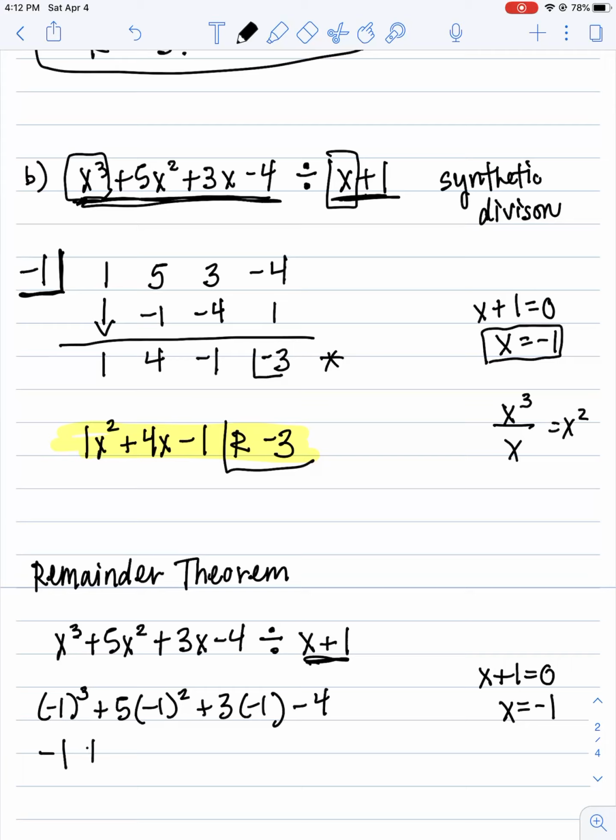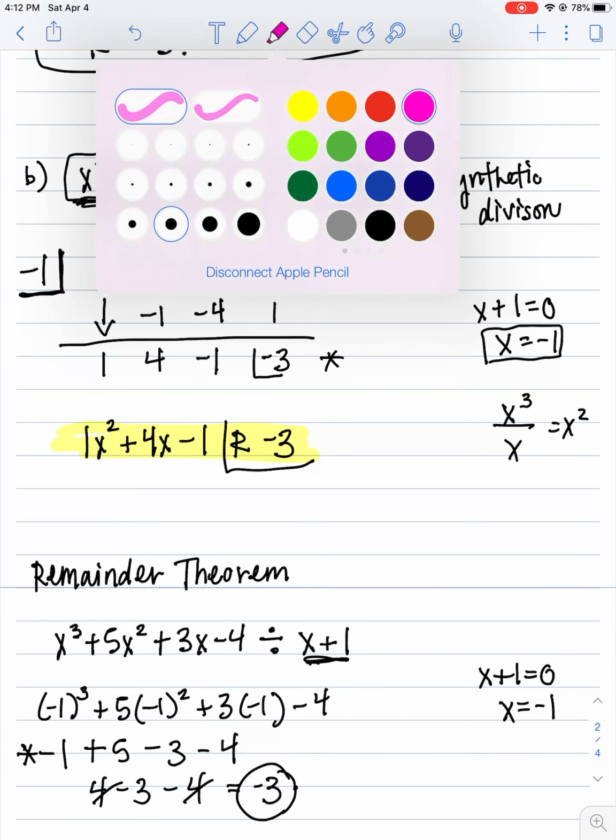Look what happens, okay? Negative 1 cubed is a negative 1. Negative 1 squared is a positive 1 times 5 is 5. 3 times negative 1 is a negative 3, minus 4 more. Okay, well look here guys. Negative 1 plus 5 is 4. Minus 3 minus 4, okay? Hopefully you recognize then the 4s are going to cancel and your answer is going to be negative 3. So if you add all of these numbers, you get negative 3.